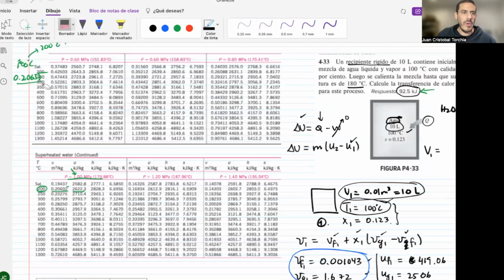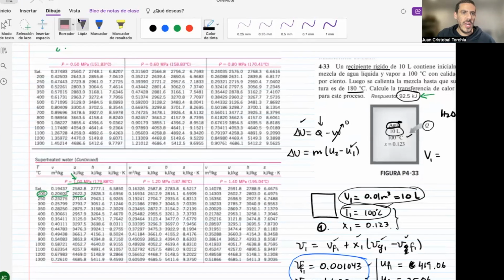Maybe you can check, I'm going to erase these ones here. Maybe you can check between 1 megapascal and 0.8 megapascals. Maybe you can check that. Okay, so I have this value and I have this 200, and I have this value over here. So it seems that between 0.8 megapascals and 1 megapascal, somewhere there, my value of V2, which I know, is lying. So it's actually in between those two values.